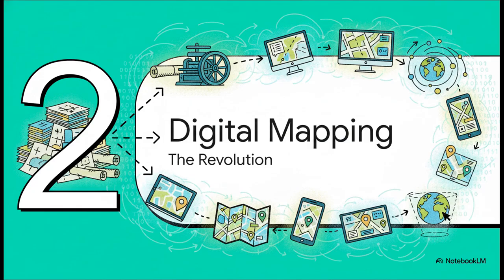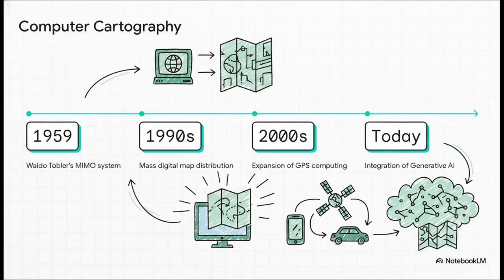Section 2. The Digital Mapping Revolution. The way we create, control, and interact with these symbolic documents fundamentally changed when we left the printing presses behind for a dynamic, paperless era. Computer cartography evolved from Waldo Tobler's early map-in, map-out, or MIMO system back in 1959. That was the first time maps could be digitized and altered. We hit a massive milestone in the mid-1990s when, for the first time, more maps were created and distributed via computers than paper. Then, we zoomed straight into the 2000s expansion of mobile computing and the GPS revolution, leading us directly to today's frontier, generative AI.